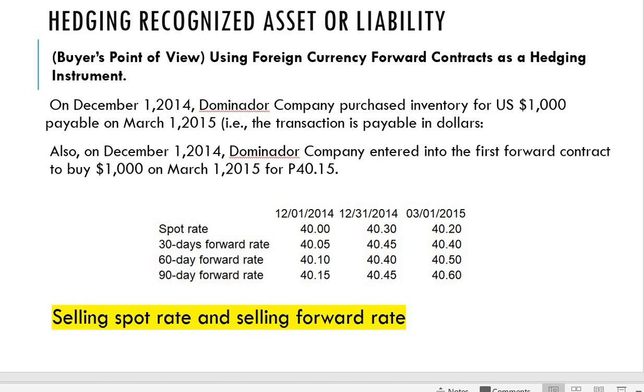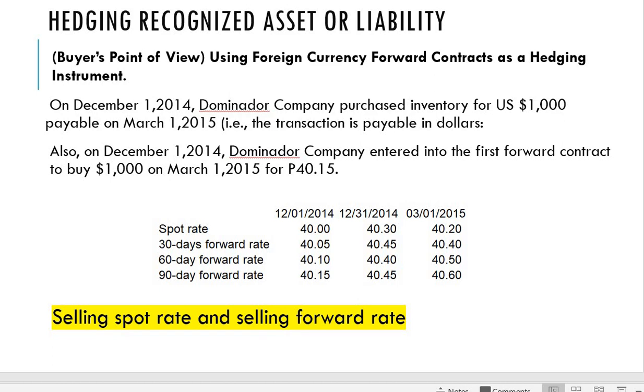Okay, so on December 1, 2014, the Dominador company purchased inventory for $1,000 payable on March 1, 2015. So the transaction is payable in dollars, so this is actually a foreign currency transaction. Also on December 1, 2014, the Dominador company entered into a forward contract to buy $1,000 on March 1, 2015 for 40.15.